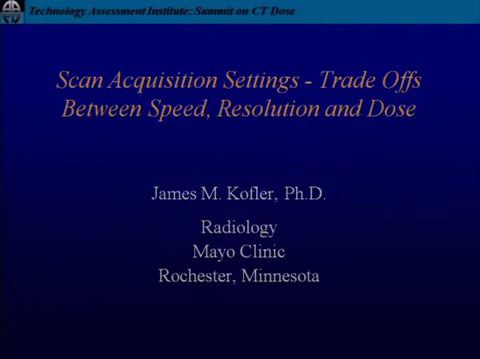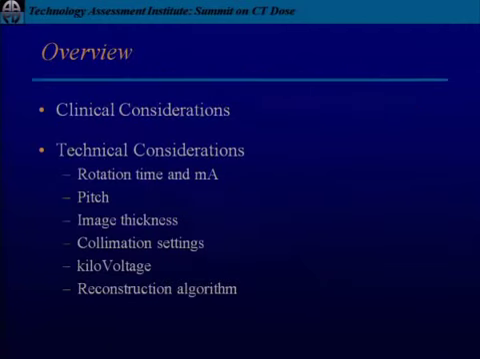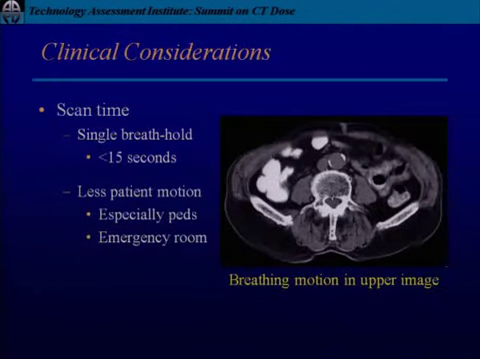I'm going to be talking about some trade-offs between scan acquisition settings, particularly between scanning speed, spatial resolution, and radiation dose. What I'm going to cover first are some clinical considerations. We're going to go through these pretty briefly because these are going to be covered in more detail in some of the other sessions. And then we'll look at some of the technical considerations and some of the trade-offs and things that we have to deal with on a day-to-day basis.